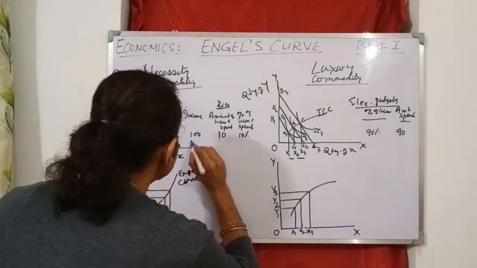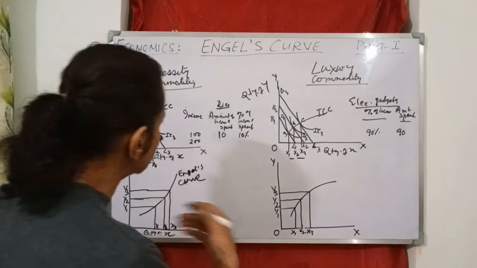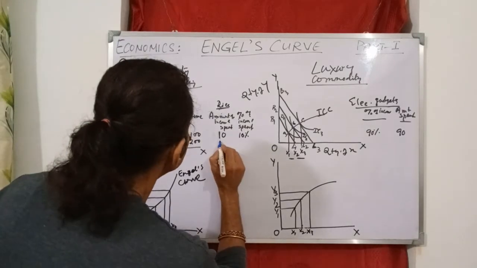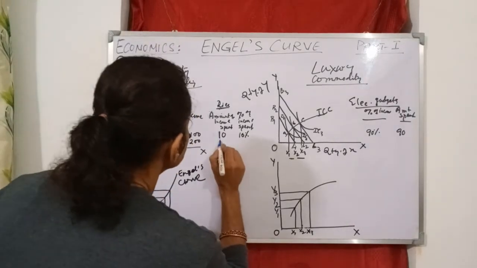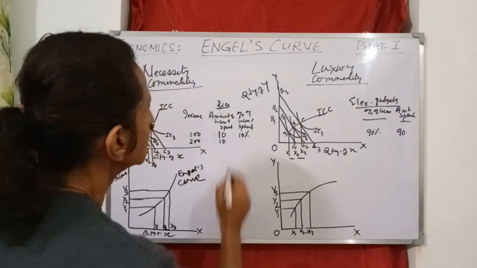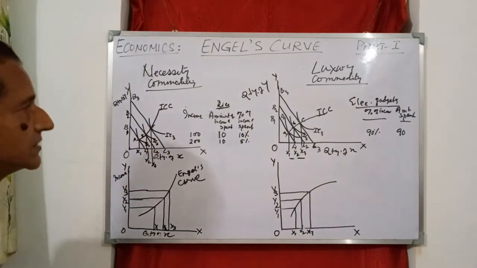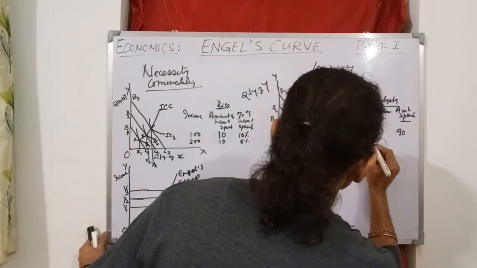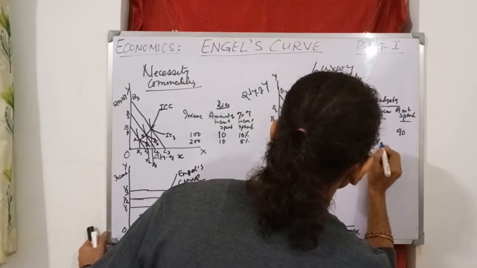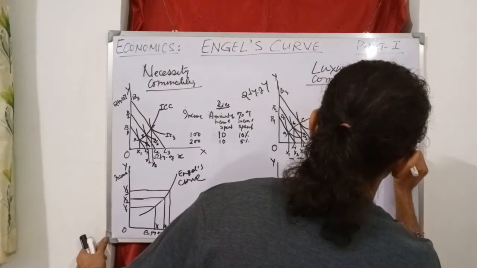Now suppose his income increases to 200. Now he will be spending that same amount of money on this necessary commodity. It can be rice or it can be salt. That is 10. That means here he is spending 5% of his income on rice. So on luxury commodities he can spend 95%. That is 190.